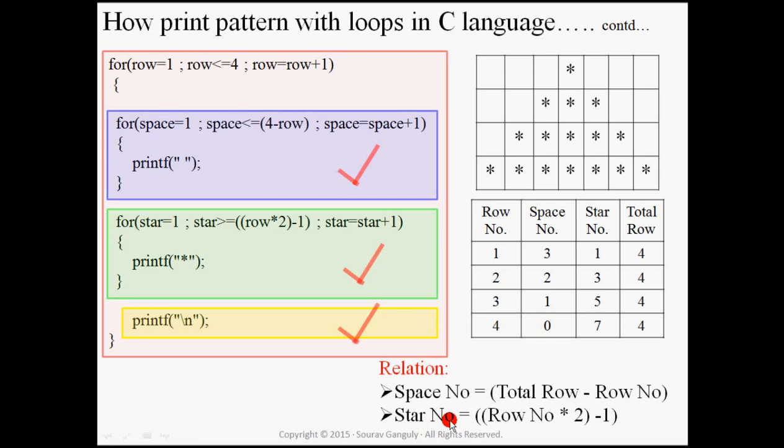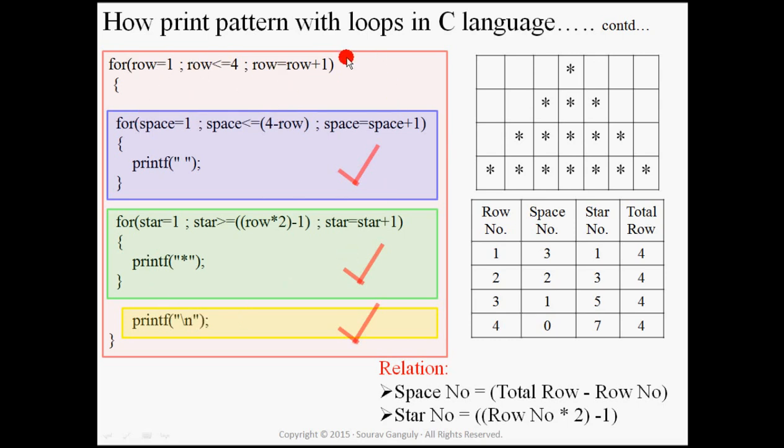And star number is row number into 2 minus 1. That means star number, this is 1 star. Row number is 1. 1 into 2, 2. Minus 1, 1. This is 3. 2 into 2, 4. Minus 1, 3. And by this way, we calculate all the star numbers.